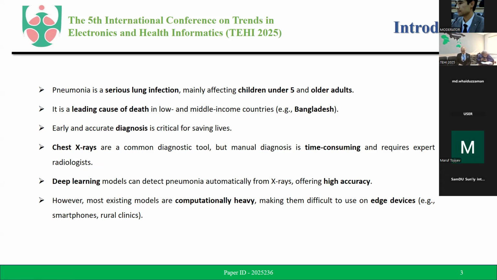Chest X-rays are a common diagnostic tool, but manual diagnosis is time consuming and requires more radiologists. Deep learning models can detect pneumonia automatically from chest X-rays, offering high accuracy. However, most existing models are computationally heavy, making them difficult to use on edge devices, or their datasets are imbalanced.